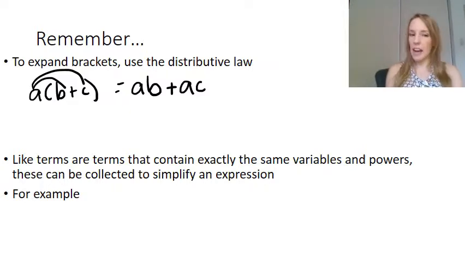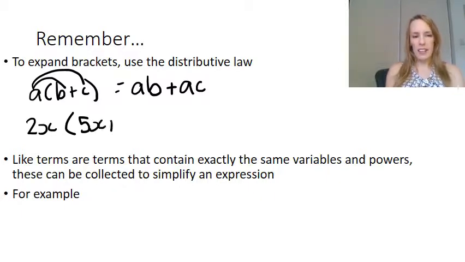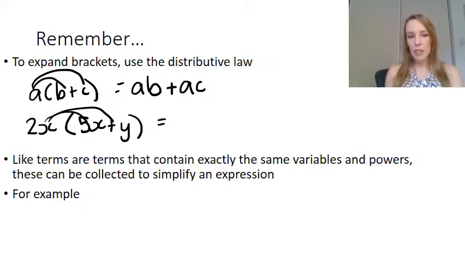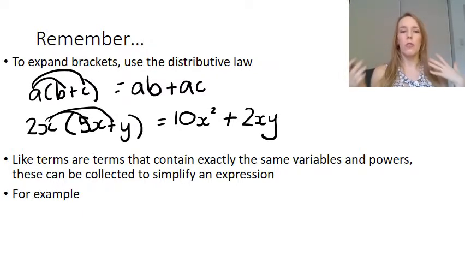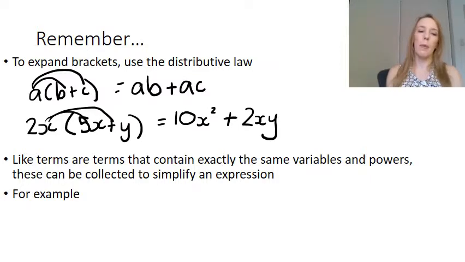If we had another example, so if we had, for instance, 2x outside the brackets and we had 5x plus y, the 2x would be multiplied by everything inside the brackets. So 2x times 5x, or 2 times 5 is 10, and x times x is x squared, plus 2x times y is 2xy. So that's our distributive law. We've already done a video on that. This is just jogging your memory.